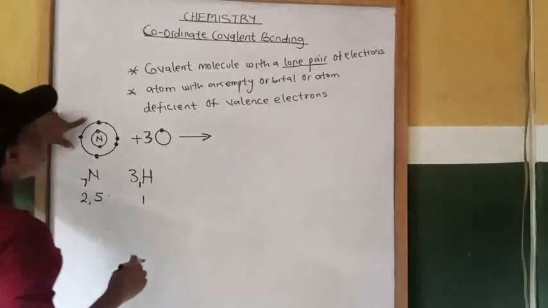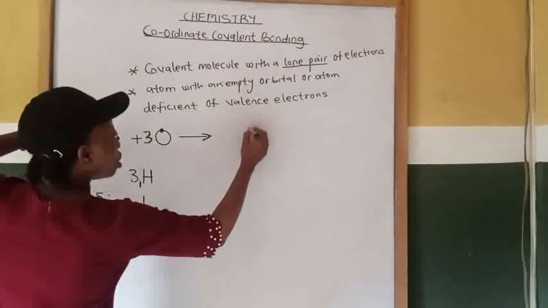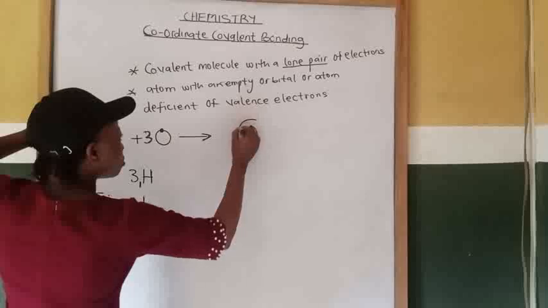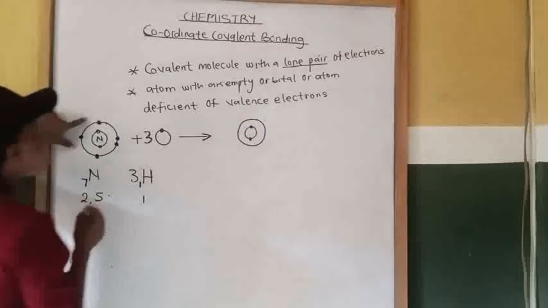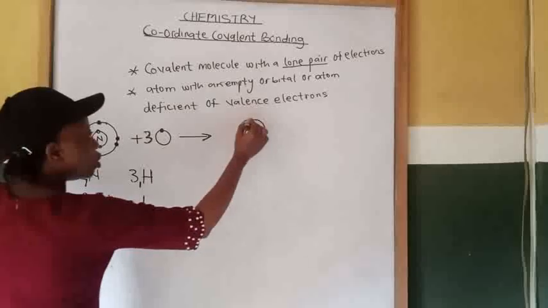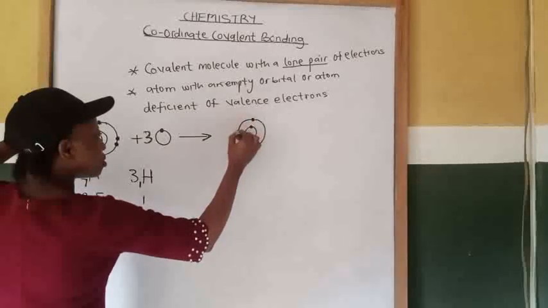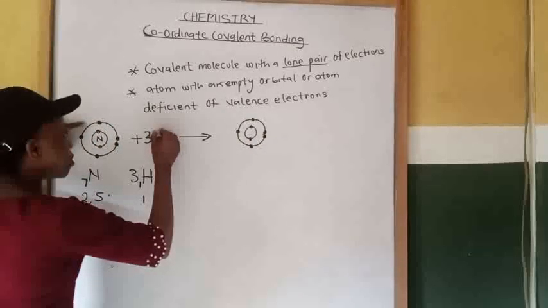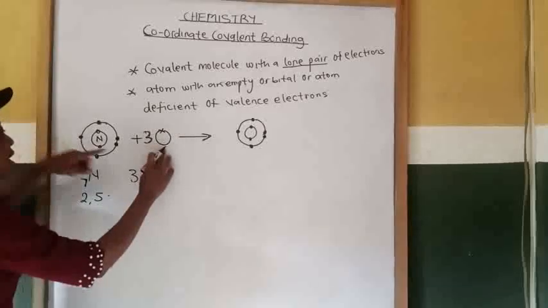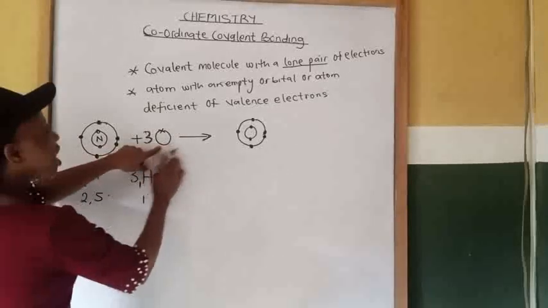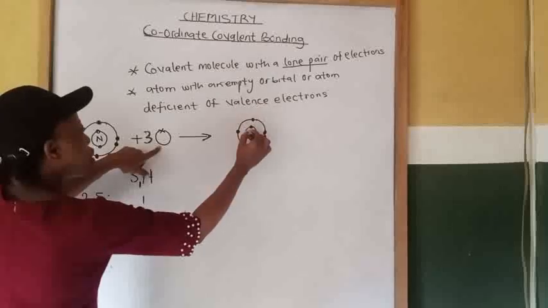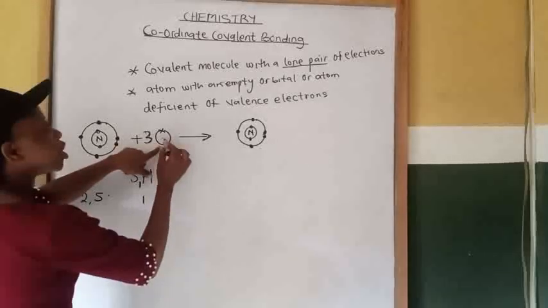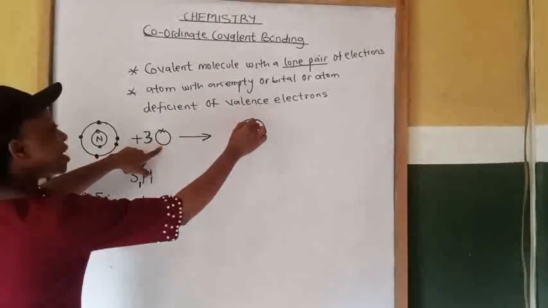So this structure of nitrogen now, we are going to draw the structure of nitrogen with 5 valence electrons. So let's use another symbol for the electron on hydrogen. Then each hydrogen will share an electron with the valence electron of nitrogen.